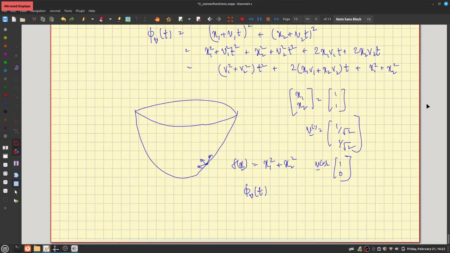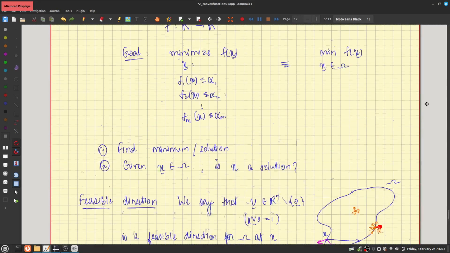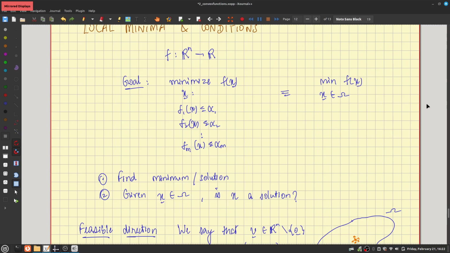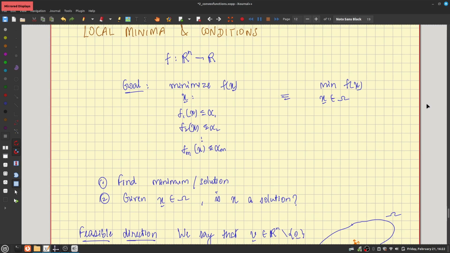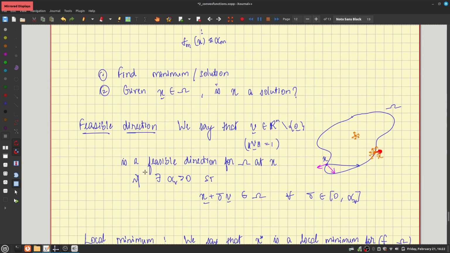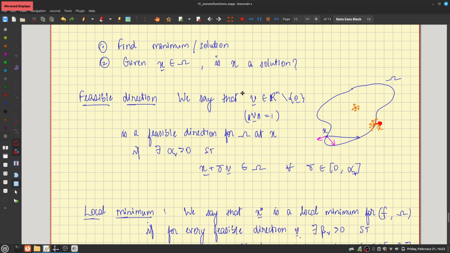Okay, so in the last class we were discussing, recall that our goal is the following. We're given a particular function f which is differentiable, and we also have a set of constraints. So we want to look for the minimum of f of x within some constraint set omega. And right now the problem that we are trying to address is, suppose I give you a particular x that lies in omega, is this x a solution or not? That is what we want to determine.